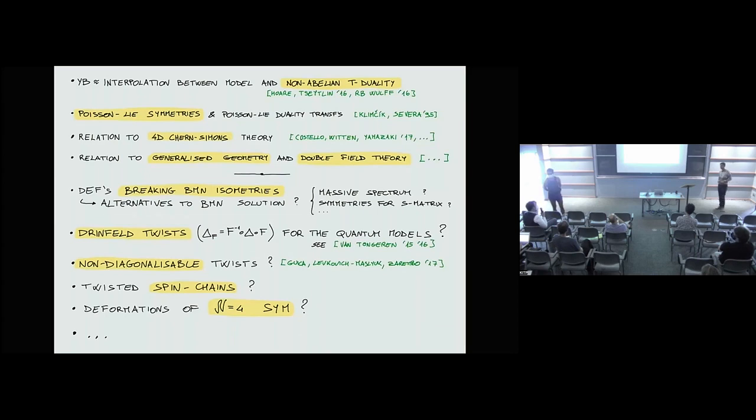I just wanted to understand a bit better. So you have this nice picture with the twist at the classical level, and then there is this story that you mentioned with the quantum twist of the S-matrix and Drinfeld twist. So what exactly are the issues that prevent you from saying, let's just promote the classical twist to the quantum level and call it a day, and that's my quantum model?